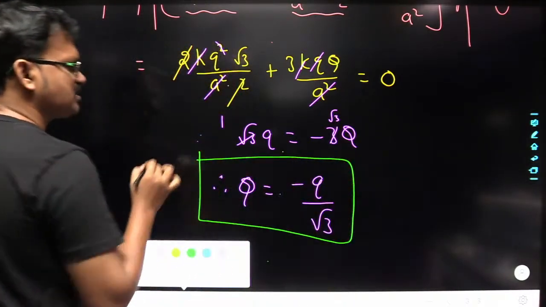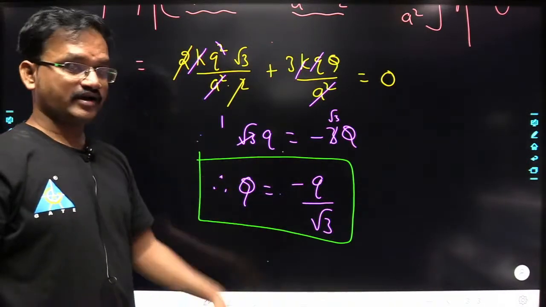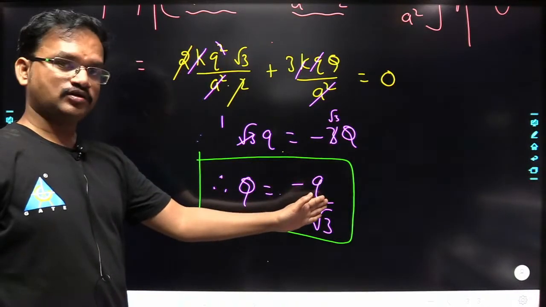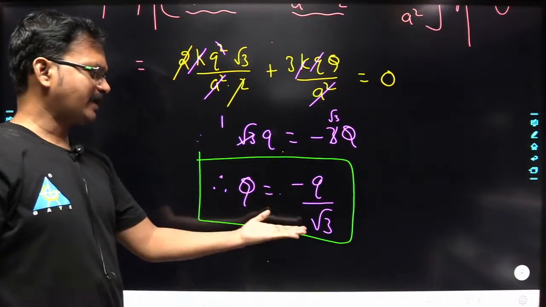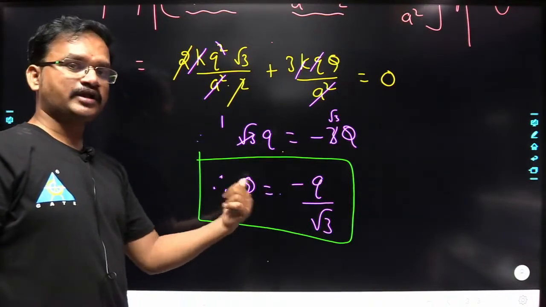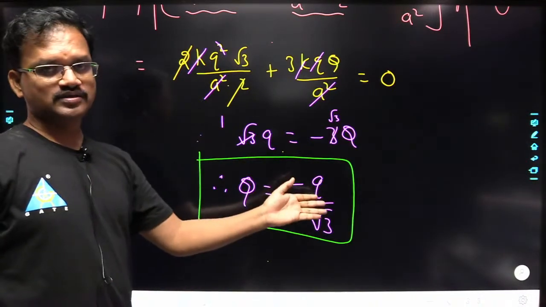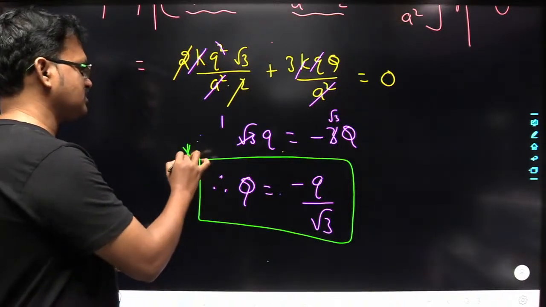You can remember this as a standard result for a square, as well as for a triangle. If they give the q value that is placed at the vertices of an equilateral triangle, then you can directly determine what is the capital Q that has to be placed at the centroid. Understood? It is very simple, is it not? It is simply minus q by root 3. So you can remember this as a standard result.